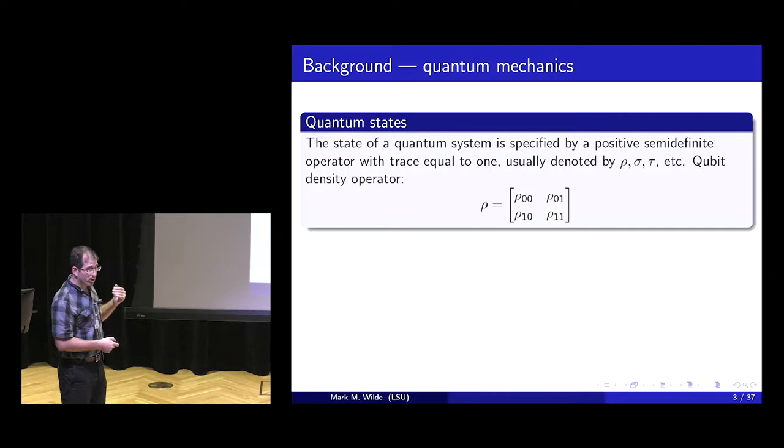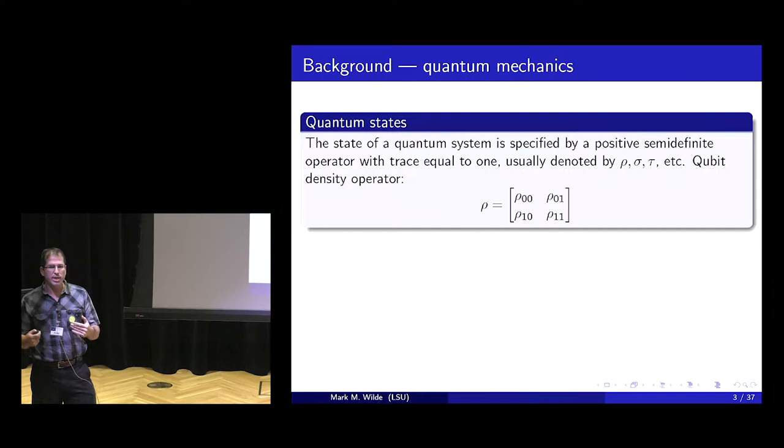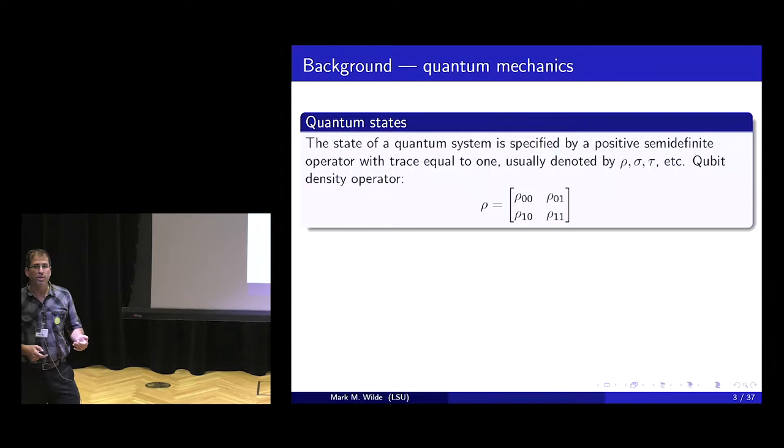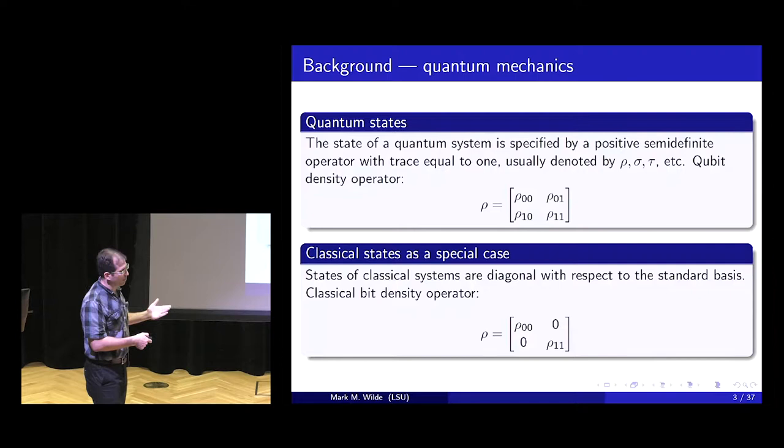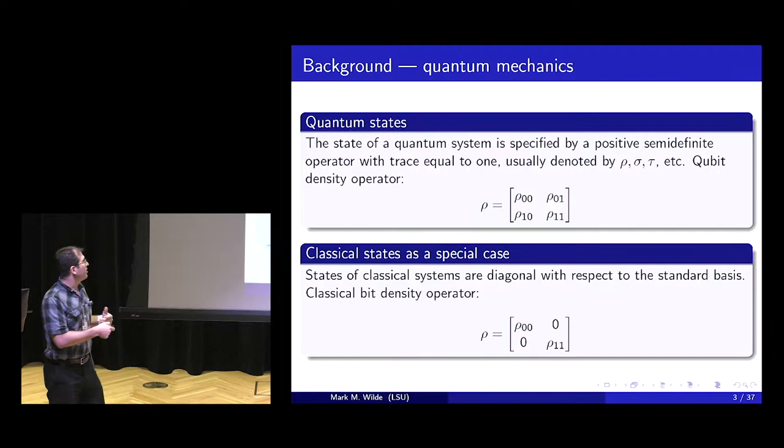What are quantum states? I'm going to give you some background. The state of a quantum system is described by a density operator, which is a positive semi-definite matrix with trace equal to 1. You can think of it as a generalization of a probability distribution. So this would be the quantum state of a qubit, the simplest possible quantum physical system. For a classical bit, we would just put the probability values along the diagonal. And so in this sense, quantum captures what you can do classically, but it's somehow richer because you can have these off-diagonal elements, what are called coherences.